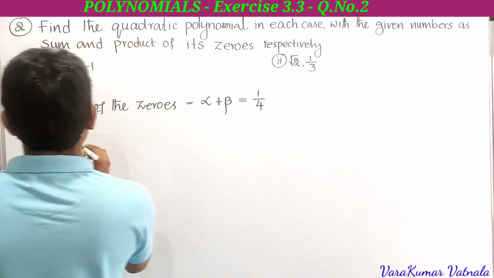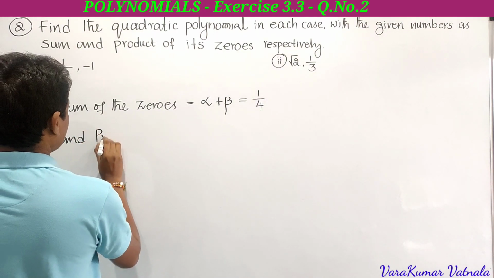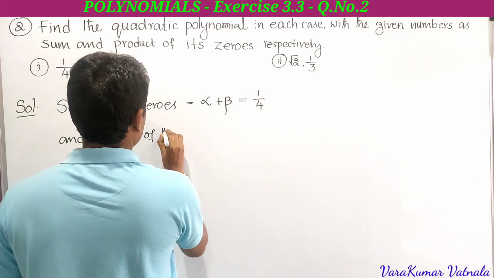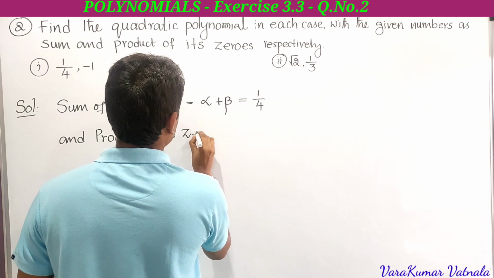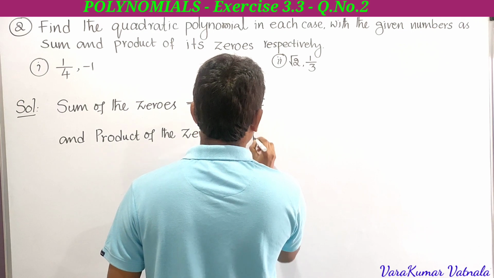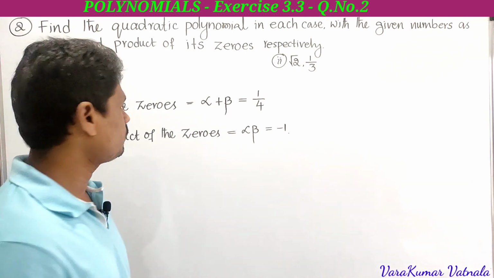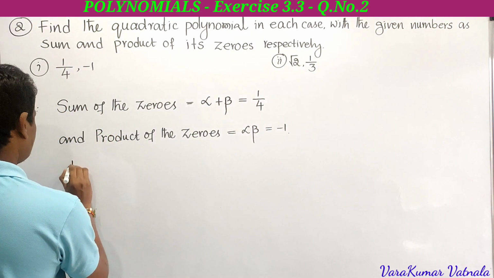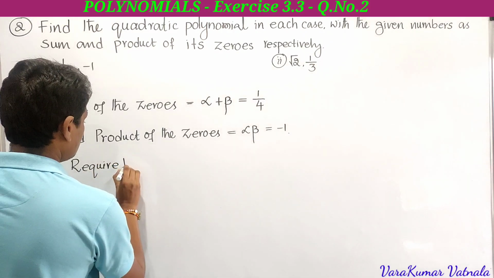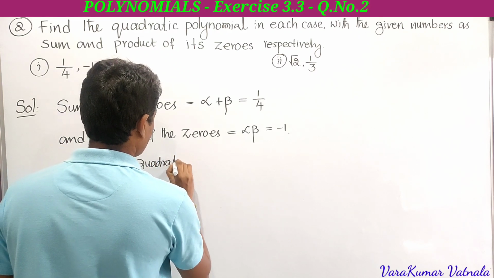And he has given the product of the zeros. The product of the zeros is denoted by alpha into beta, which he has given as minus 1. Therefore the required quadratic polynomial is equal to the required quadratic polynomial.